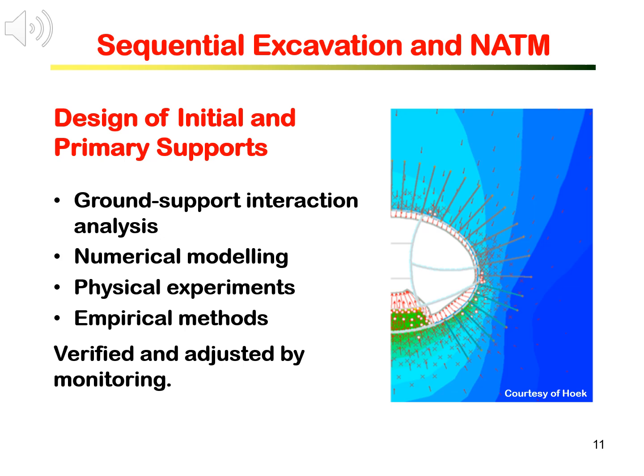The design of initial and primary supports is based on the ground condition and the ground pressure deformation characteristics. As we mentioned earlier, it uses the ground support interaction concept. To obtain the ground support deformation curve and the interacted deformation curve for NATM design, numerical modeling is commonly used. Physical experiments and measurements, and empirical methods such as rock mass classification systems can also be used. The support design is verified by monitoring and can be adjusted with monitoring results.